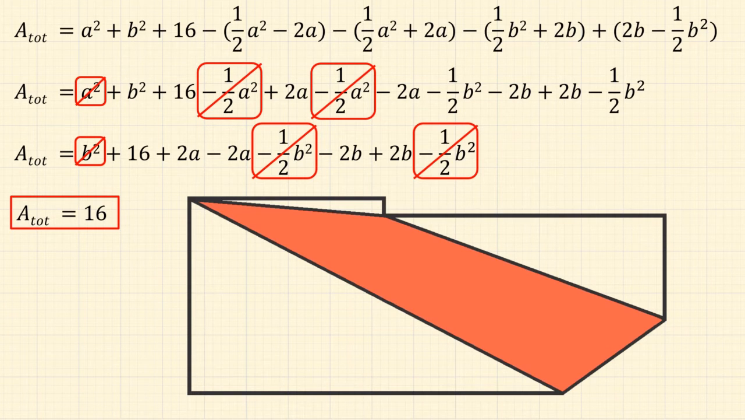So no matter how big or small we make the two squares on the outside, we won't affect the area of the quadrilateral in the middle.